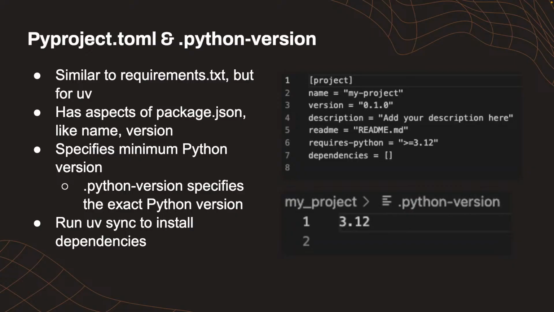The pyproject.toml file is also used by other package managers like Poetry. But the Python version file is more specific to UV, and it specifies the exact Python version that you need to install. Basically, all you have to do to get started, once you install UV, is run UV sync. That handles installing all the dependencies listed in this file, as well as setting up your virtual environment. So you can do that in one command rather than several without UV.